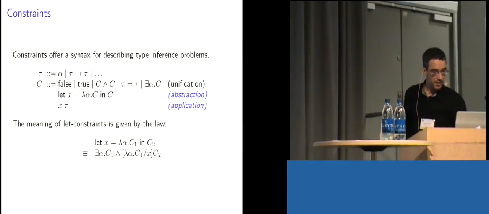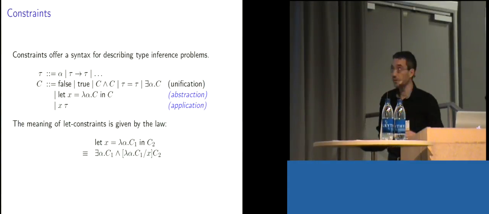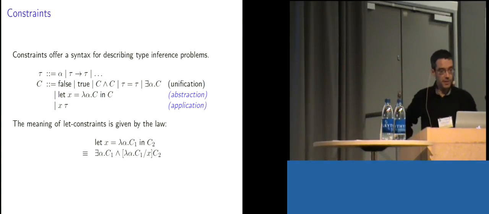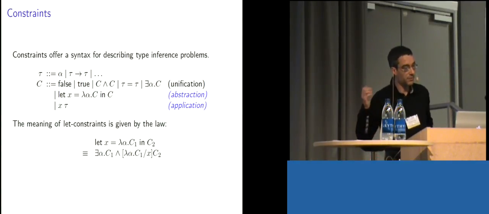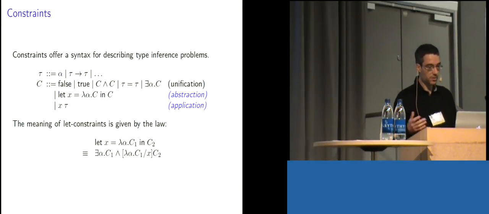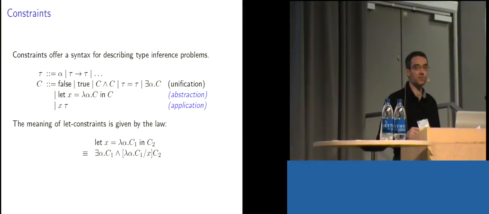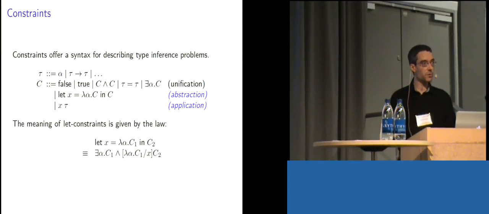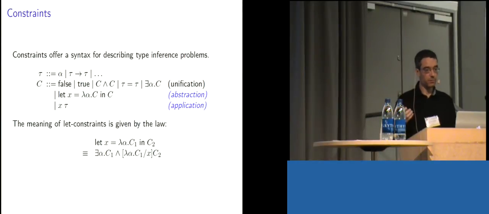So this is what it looks like today, what you can find in the introduction of the paper. This is the constraint language which I'm using at the moment. And there you find unification constraints plus two new forms, abstraction and application, which allow you to define macros, so to speak, constraint macros. The let form allows you to bind the name X to a macro, which can then be applied to a type T.